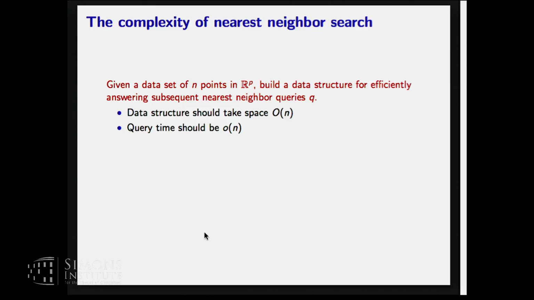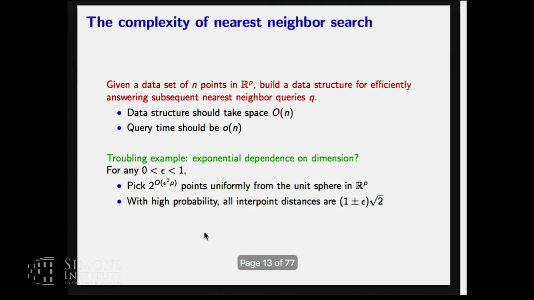For example, if the points were just on the line, this would be easy. You just sort the points, and then when you get a query, you do binary search, so you would get linear space and log n query time. Then you'd hope that once we go into higher dimension, maybe we can do some sort of generalization of this, like 1D binary search. Some of the data structures have that flavor, but unfortunately, these generalizations tend to be exponential in the dimension.